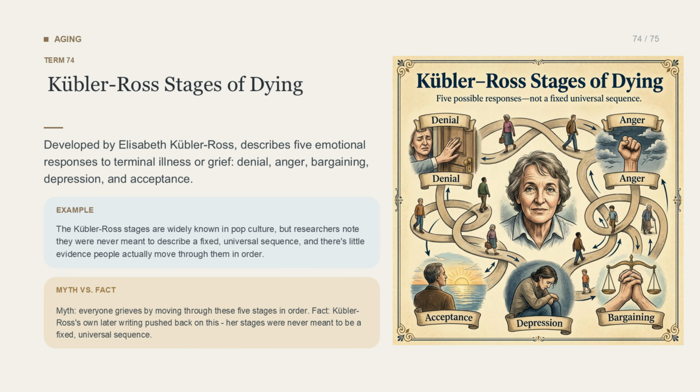74. Kubler-Ross stages of dying. The Kubler-Ross model, developed by Elizabeth Kubler-Ross, describes 5 emotional responses to terminal illness or grief. They are denial, anger, bargaining, depression, and acceptance. Here is the important part. These stages were never meant to be a fixed or universal sequence. So people may experience some of them, return to them, or not identify with them at all. And research does not show that everyone moves through them in the same order.